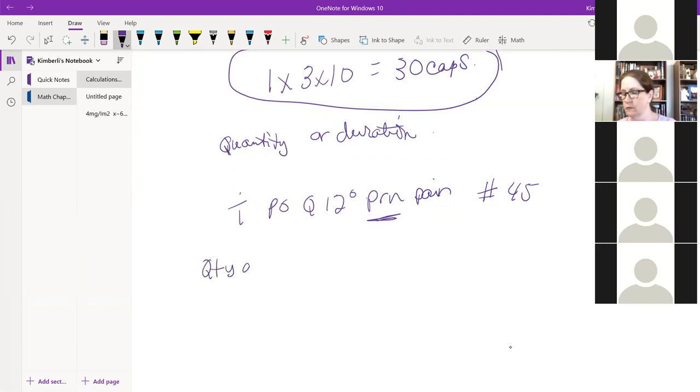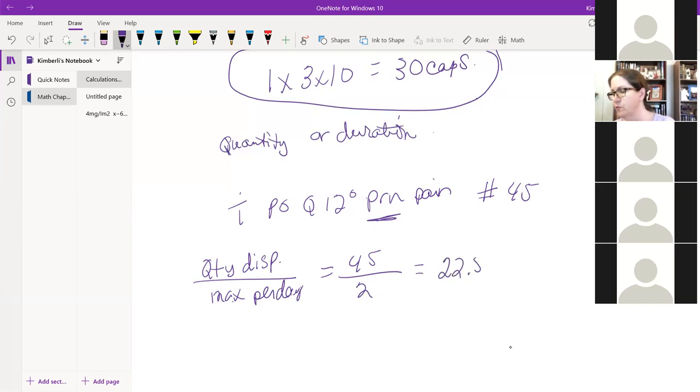We need to make like 23 days. 45 divided by 2. Yes. So we would take the total quantity dispensed, which is 45, and we would divide it by the maximum they could take in one day, which is two. Which is going to give you what, 22.5 days?